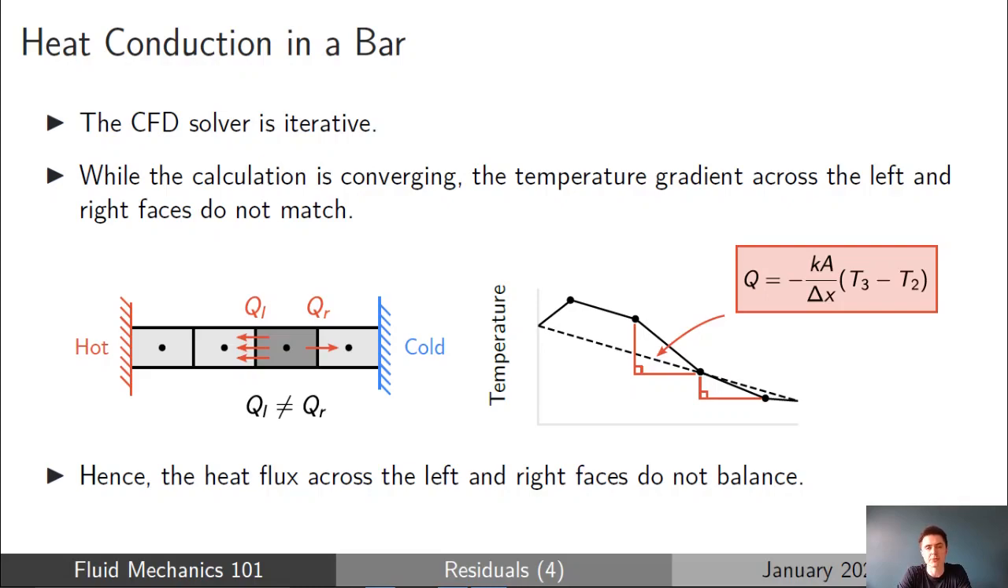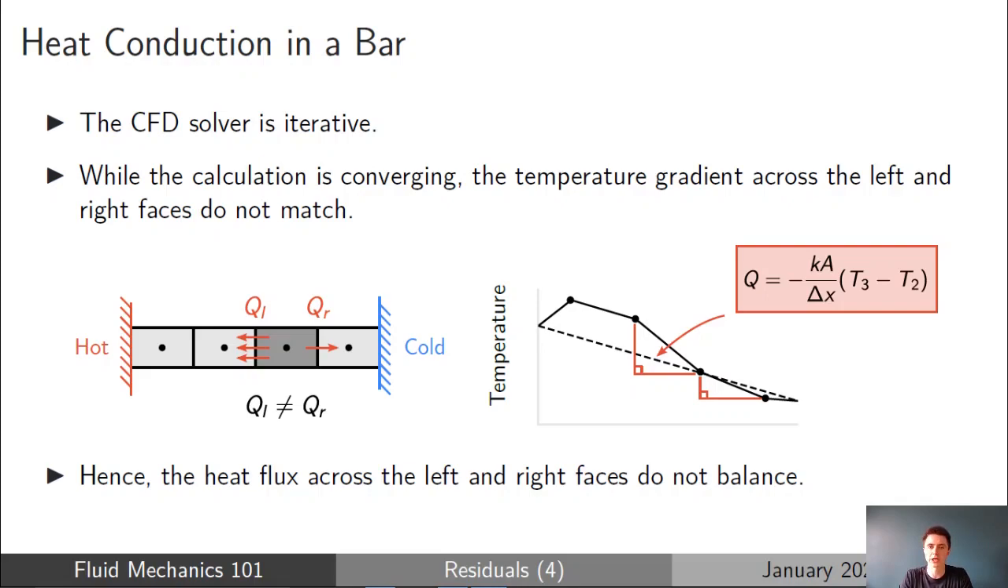And because the temperature profile isn't fully linear, although it is piecewise linear between the centroids in the mesh, if we look, for example, at the sections of the temperature profile that you can see there in the graph, and we look at the temperature gradient, it gives us the heat flux across the faces of the cell using Fourier's law.